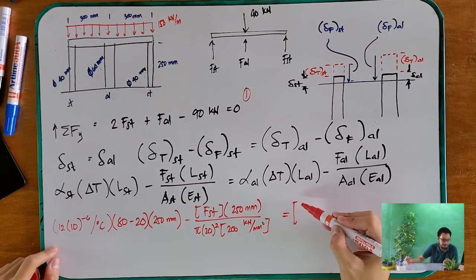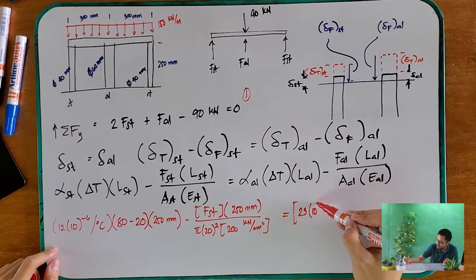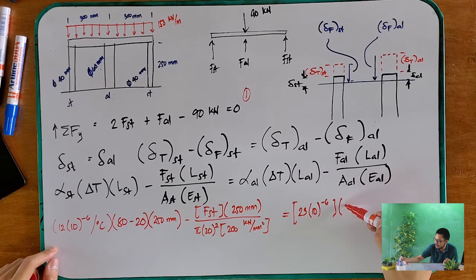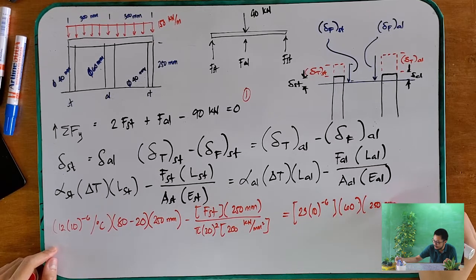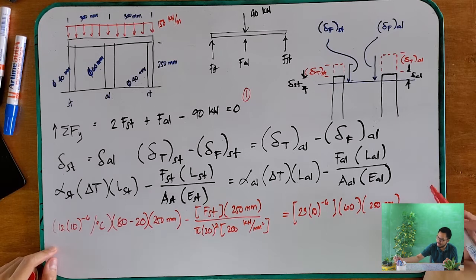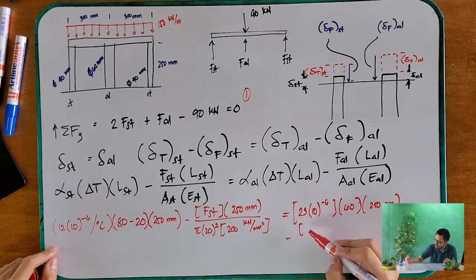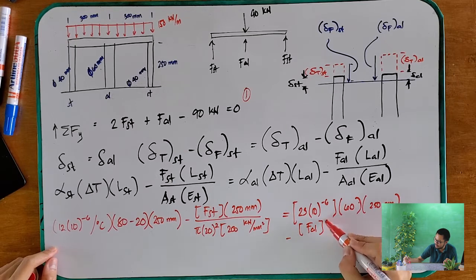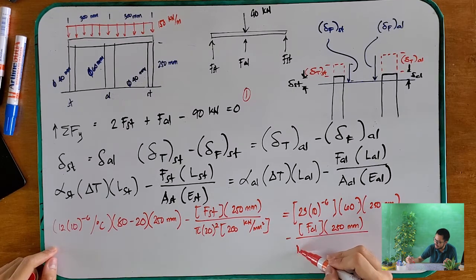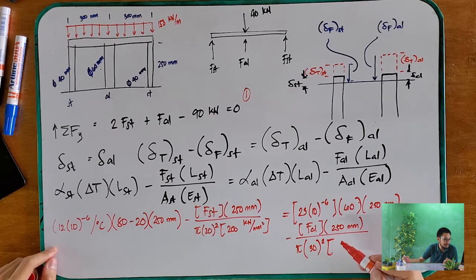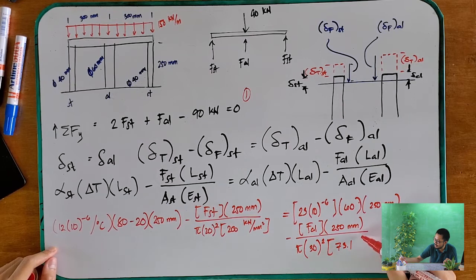For your aluminum: 23 times 10 to the power of negative 6 per degree Celsius multiplied by the change in temperature, which is 60 degrees Celsius, times 250 millimeters, minus F aluminum multiplied by 250 millimeters over pi times 30 millimeters squared times 73.1 kilonewtons per millimeter squared.